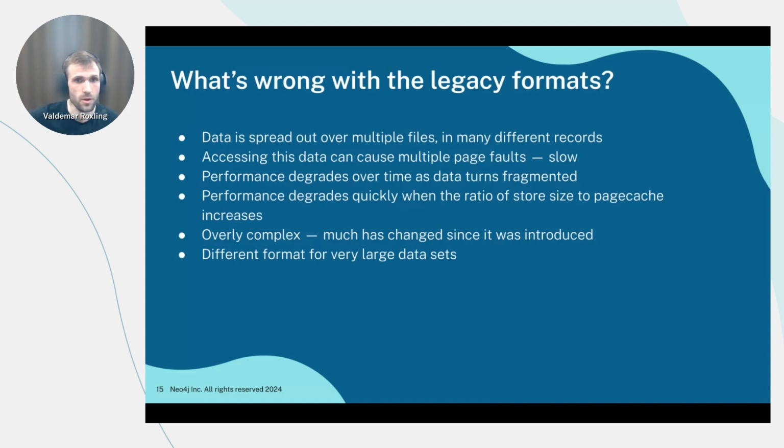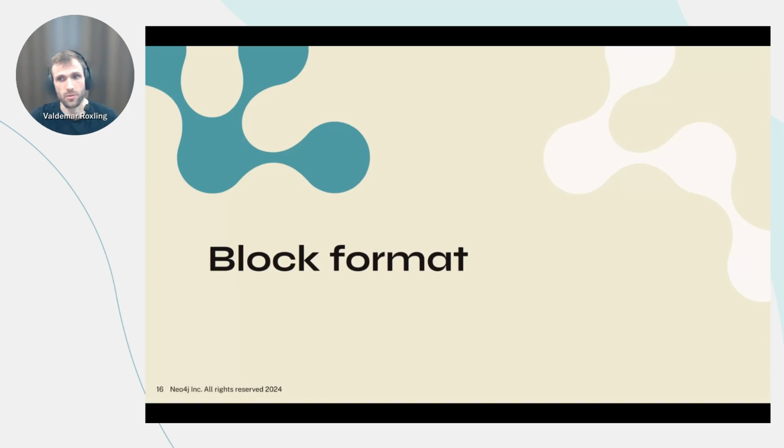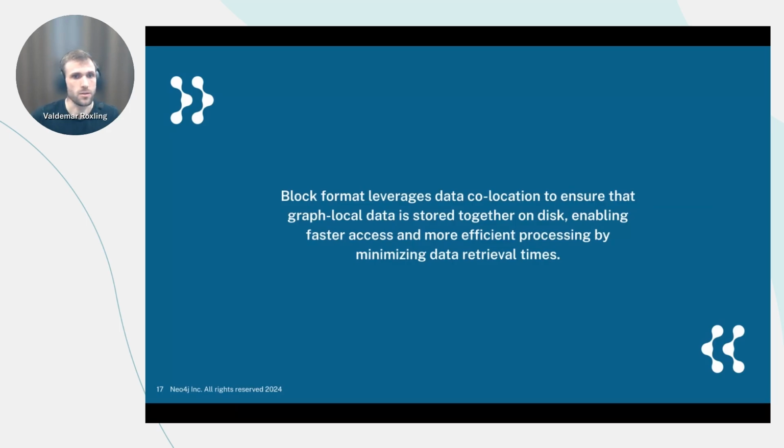So now that we know how the legacy format works, let's take a look at what block format, the new format, is doing instead. The key with block format is that it leverages data co-location to ensure that graph local data is stored together on disk. This enables faster access and much more efficient processing by minimizing data retrieval times. So the less we need to read, the faster things go.